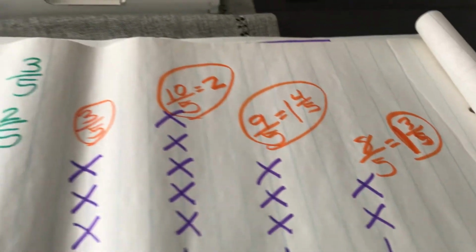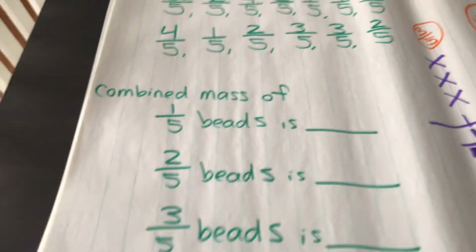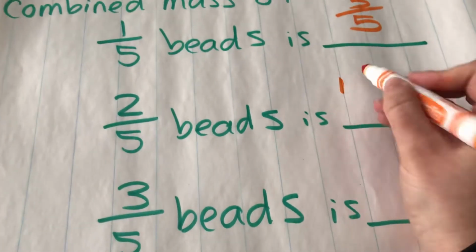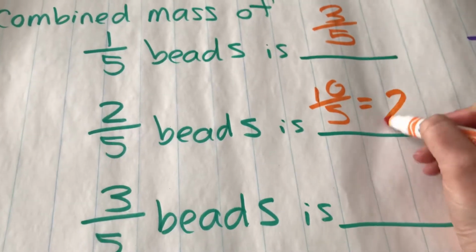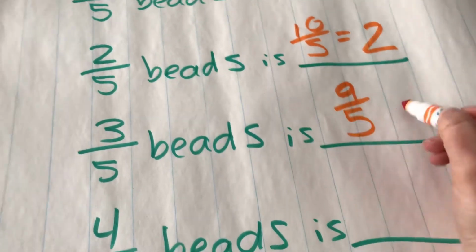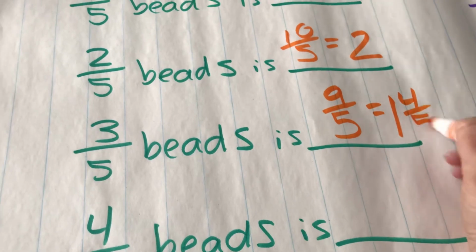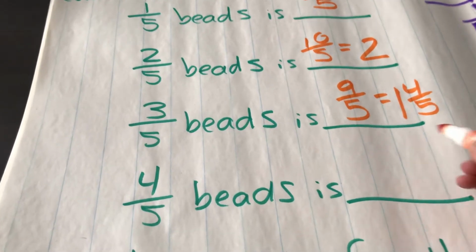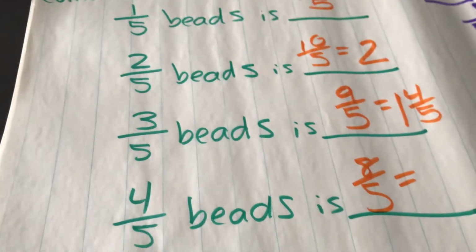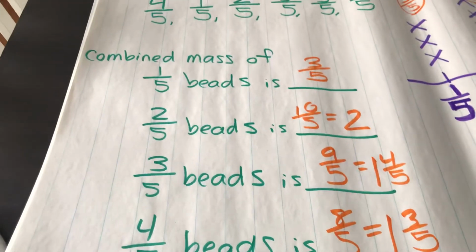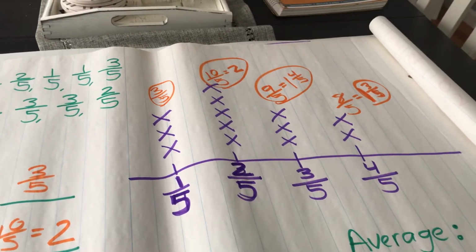Okay, so now I'm going to take my combined mass for all these fractions and I'm going to fill it in on my chart. Combined mass of 1/5 beads is 3/5. The combined mass of 2/5 beads is 10/5, which is simplified to 2. The combined mass of 3/5 beads is 9/5, which is simplified to 1 and 4/5. And then I am going to do the combined mass of 4/5 beads, which equals 8/5, which then is simplified to 1 and 3/5. So this is the mass of each of the different sizes up here for my line plots.